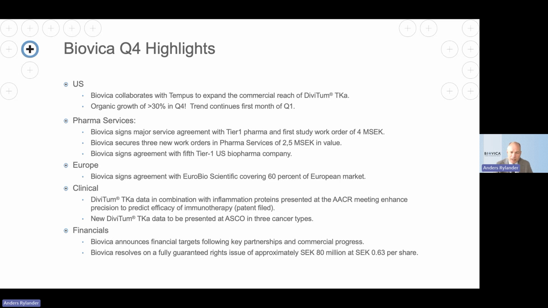And then finally, the financial news that we had: we communicated financial targets based on now the partnership that we have established, as well as a rights issue, which is guaranteed to 80 million, but could provide us with up to 130 million of cash in order to realize the partnerships that we have and accelerate the growth of revenues that we have communicated in our financial goals.